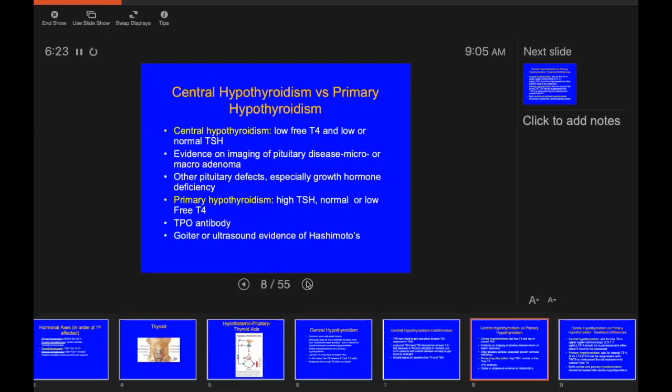You have a high TSH that goes up to compensate for the thyroid not working. Usually the free T4 is relatively normal. Sometimes it's low. You usually have, and we'll talk about this a little bit more, a positive thyroid peroxidase or TPO antibody. And you usually have a goiter and a large thyroid or ultrasound evidence of Hashimoto's. The gland looks hypervascular, nodular, lumpy on ultrasound, so the ultrasound is sometimes helpful for primary.